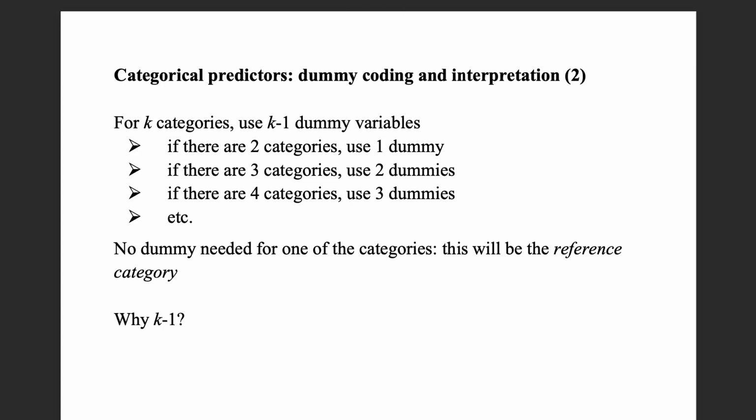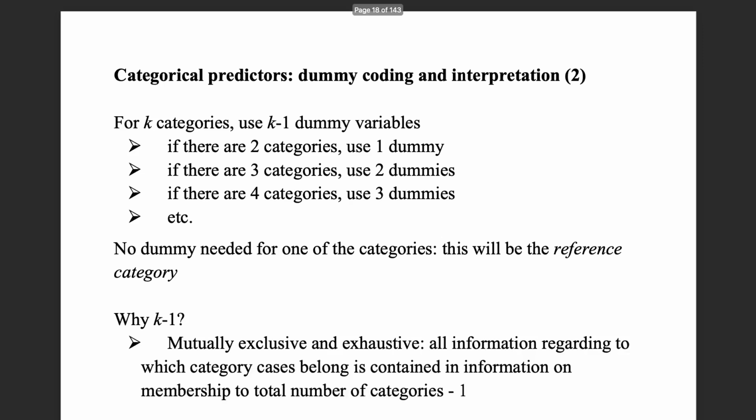Why do we need one dummy less than we have categories? Well, this goes back to we assume that our categories are mutually exclusive and exhaustive. And if our categories are mutually exclusive and exhaustive, that means that all the information that we can have regarding which category our cases belong to is already contained in information of the membership of our cases to the total number of categories minus 1, because they are mutually exclusive and exhaustive.